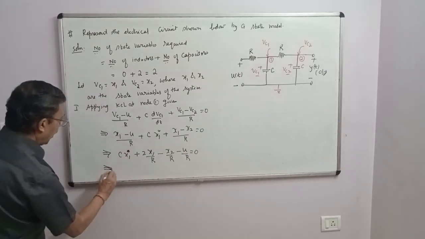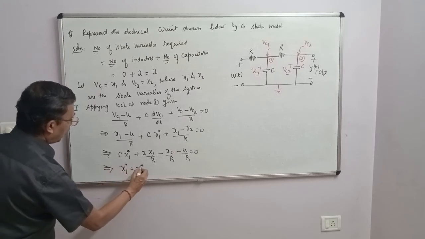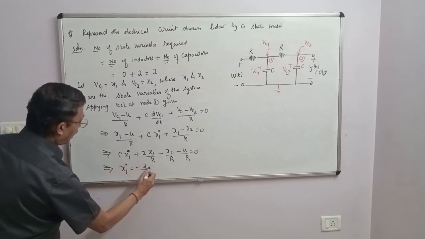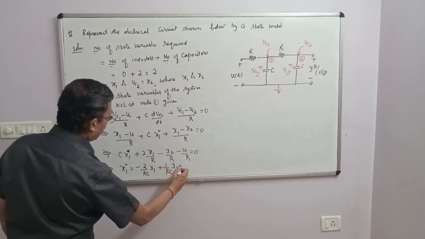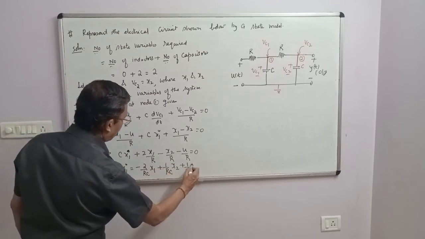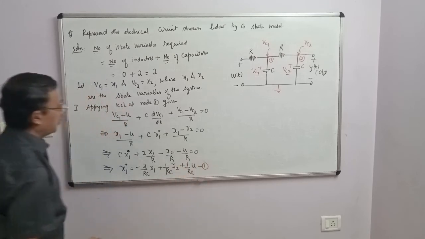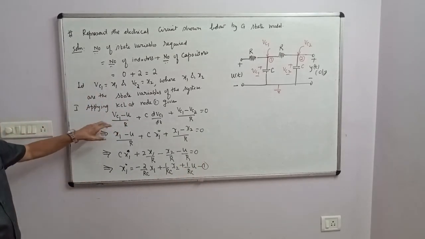This in turn implies X1 dot is equal to minus 2 divided by RC into X1 plus 1 by RC into X2 plus 1 by RC into U. This is equation 1. Please check the equation.